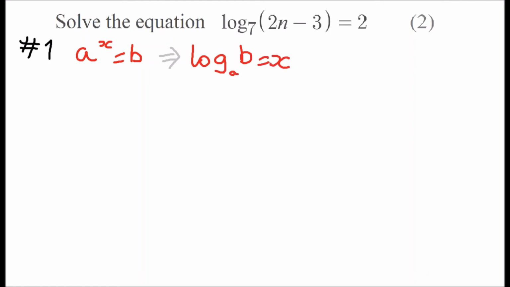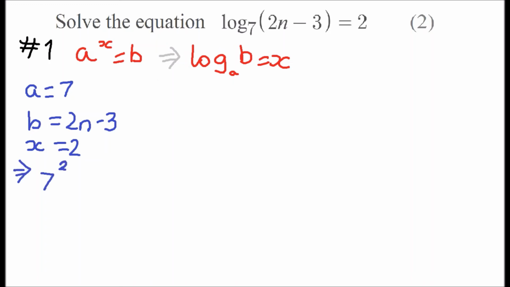Right, so how you'd solve this is by using rule number 1. If a to the power of x is b, then the logarithm of b to base a is x. If we compare each of the values, we get a equals 7, b equals 2n minus 3, and x equals 2. We're going to rearrange each of these values into the equation on the left.